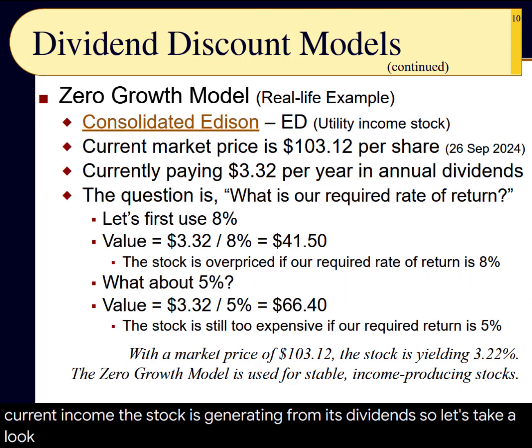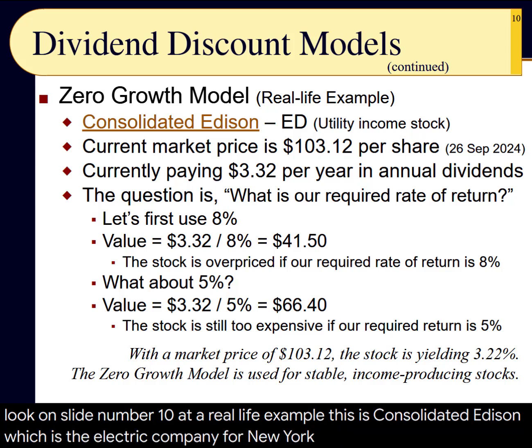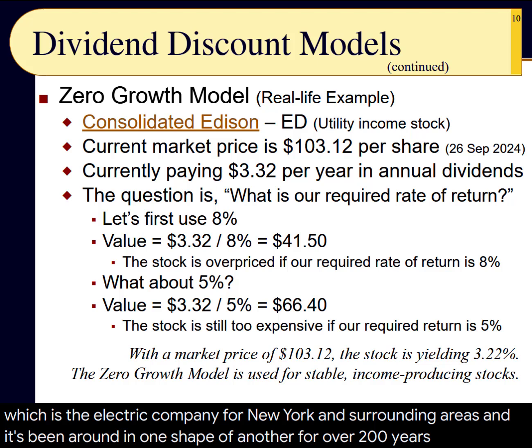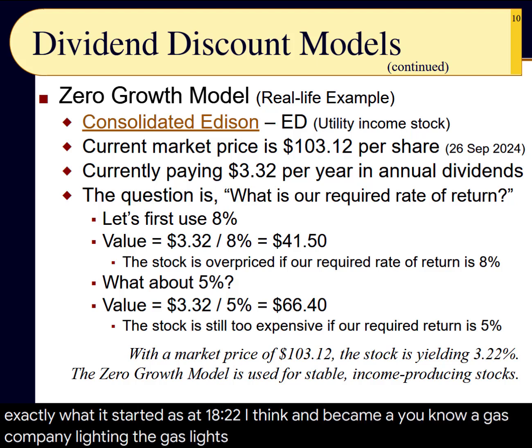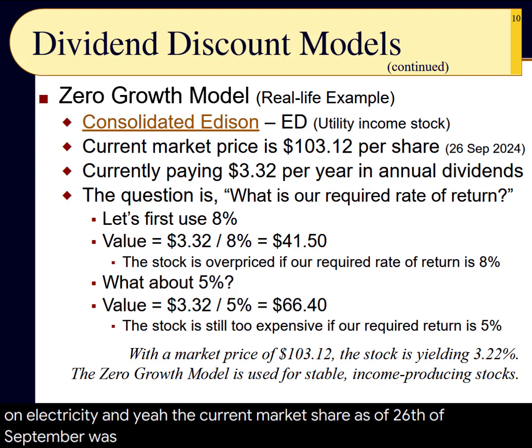So let's take a look on slide number 10 at a real-life example. This is Consolidated Edison, which is the electric company for New York and surrounding areas. And it's been around in one shape or another for over 200 years. I forget exactly what it started as in 1822, I think. And it became a gas company lighting the gas lights along the way. Then they replaced them with electricity. And yeah, the current market price as of the 26th of September was $103.12 a share. They've been paying $3.32 for several years.